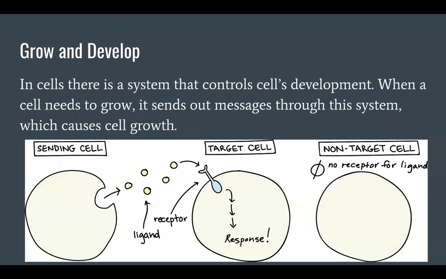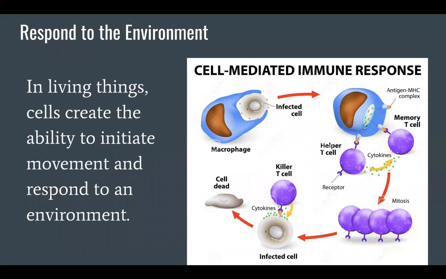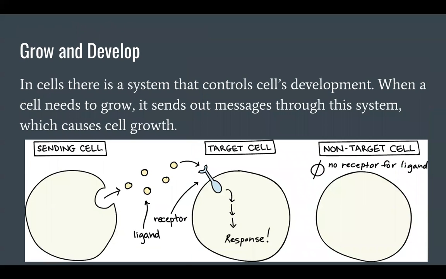So, going back, life requires all of these processes within a cell. But not only does the cell allow us to obtain and use energy, the cell itself obtains and uses energy. Because it is a living thing, it also does this thing. Not only do cells allow us to respond to the environment, but the cell itself responds to the environment because it is a living thing. Not only does a cell allow us to grow and to develop, but the cell itself grows and develops.